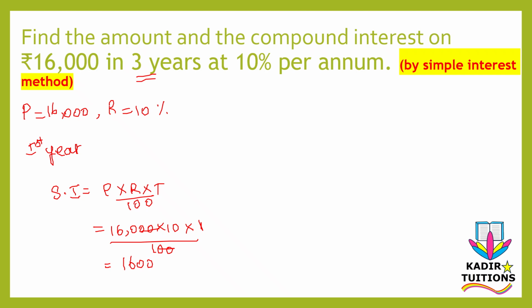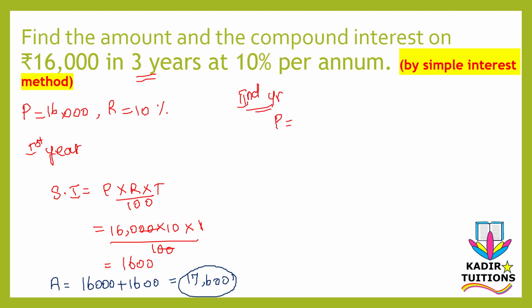Then what is the final amount at the end of the first year? Already 16,000 is there, along with that we have 1600. So it's going to be 17,600. Now this amount is going to be the principal for our second year. So can we calculate for the second year? Now the principal changed from 16,000 to 17,600, but the rate of interest is going to be the same, 10%. And the second year is also for 1 year, so the time period is going to be 1. We are calculating the interest for 1 year only.